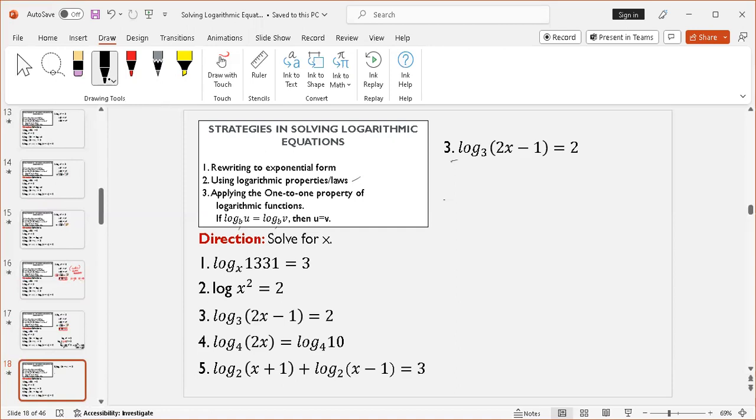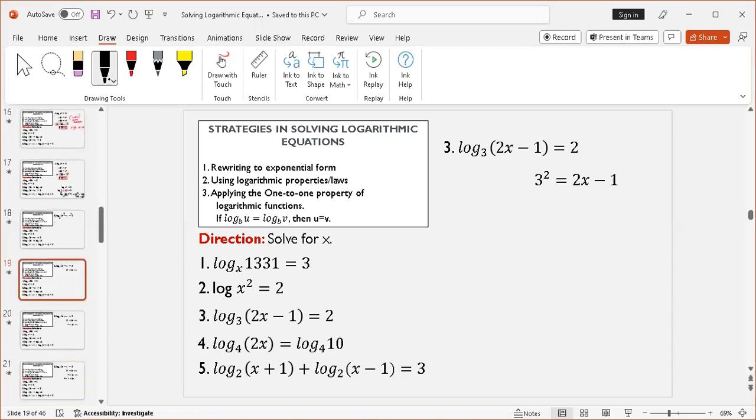So, rewriting this to exponential form, it will give us what? It will give us, ito yung B, ito yung Y, ito yung X. Okay? So, we have 3 raised to 2 equals 2x minus 1. As simple as that. Okay, again, b raised to x, ito na yon, equals y. 2x minus 1.